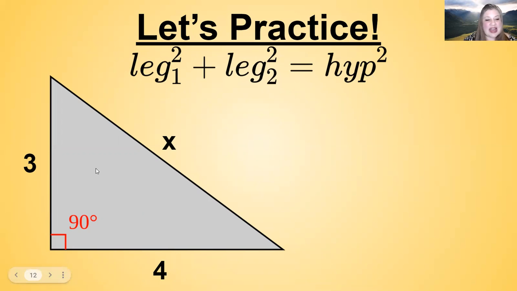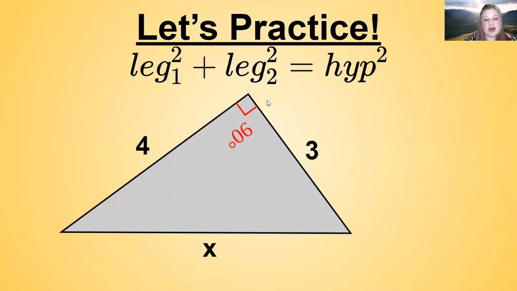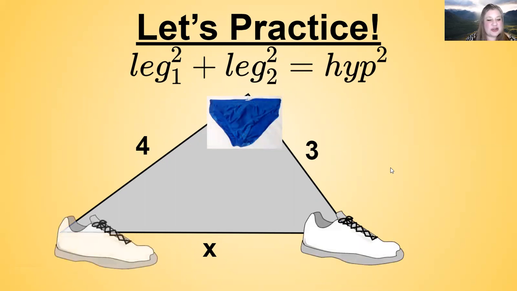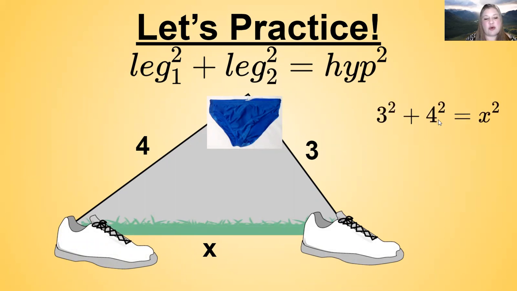So again, we take it and we flip it over so that the right angle's up on top. Here are my SpeedOs, here are my shoes, here's the grass to go for a walk in the park, and we can easily visualize that 3 and 4 are the legs. So we can plug them in. Doesn't matter the order for 3 and 4. Remember, addition is commutative. So 3 squared plus 4 squared equals the hypotenuse, which is x squared.